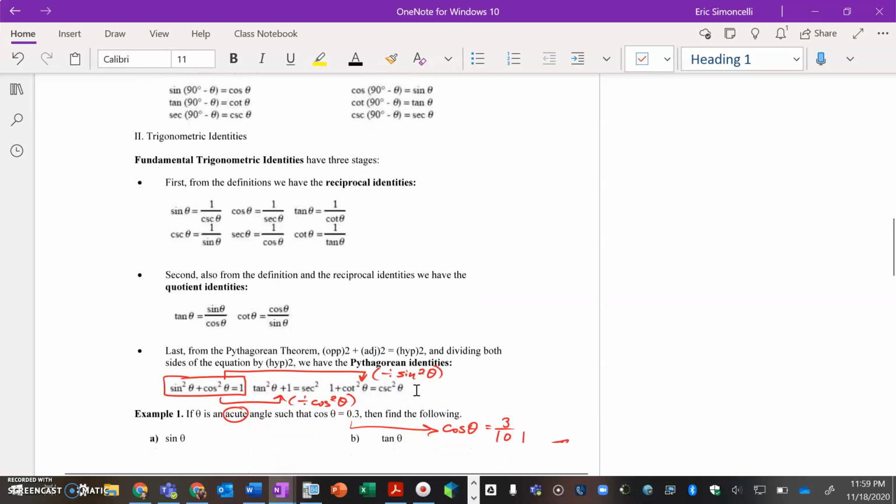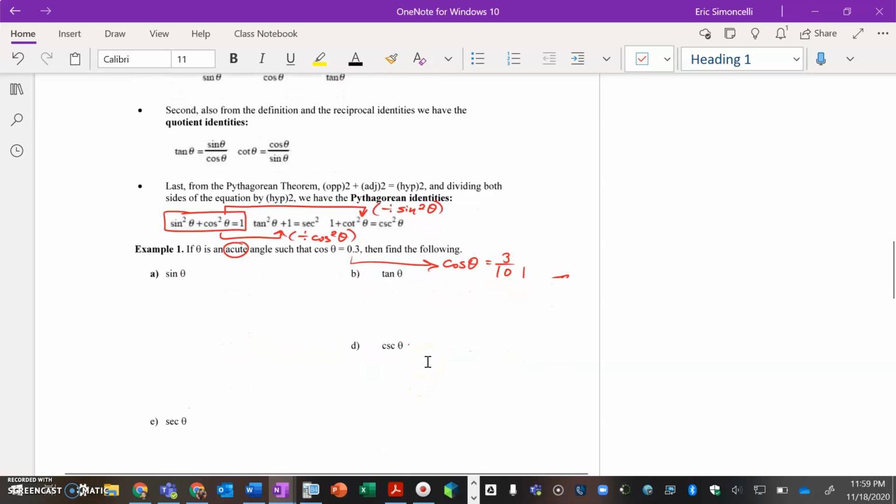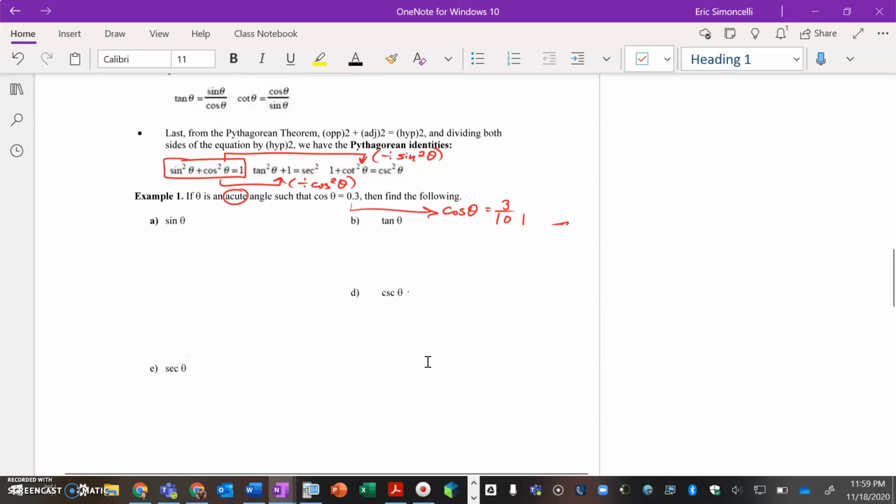So for this first example, we're going to go ahead and dig in. It says if theta is an acute angle such that the cosine of theta is equal to 0.3, and I've denoted off to the side that 0.3 is the same as 3/10. So cosine of theta is equal to 3 over 10. So for the first part, part A, sine of theta, well, we could do an analysis using the Pythagorean identity. If we do the Pythagorean identity exactly how it suggests, sine squared theta plus cosine squared theta equals 1, or you can also say sine squared plus cosine squared equals 1 essentially.